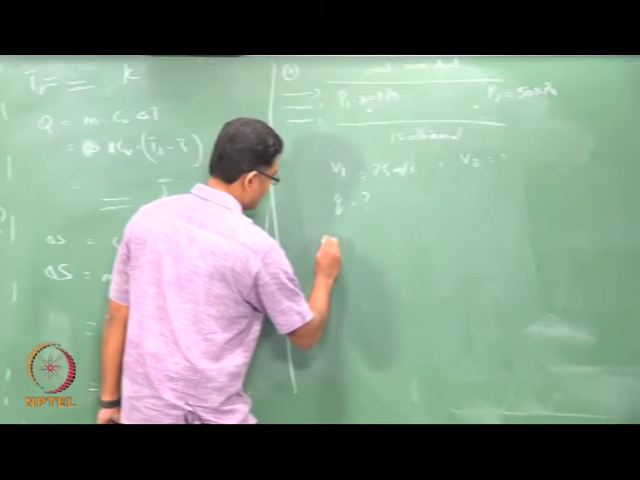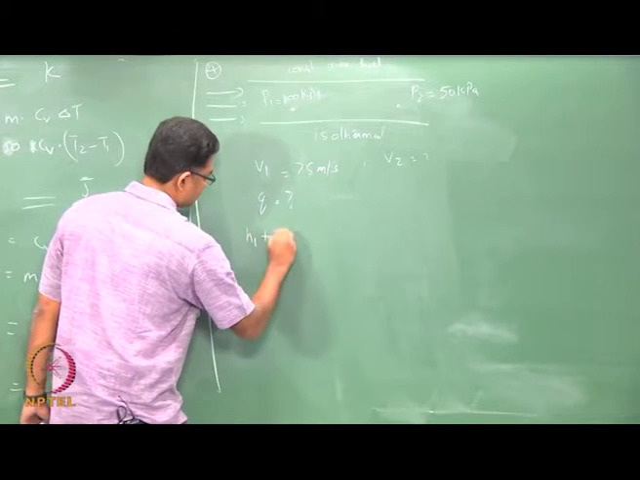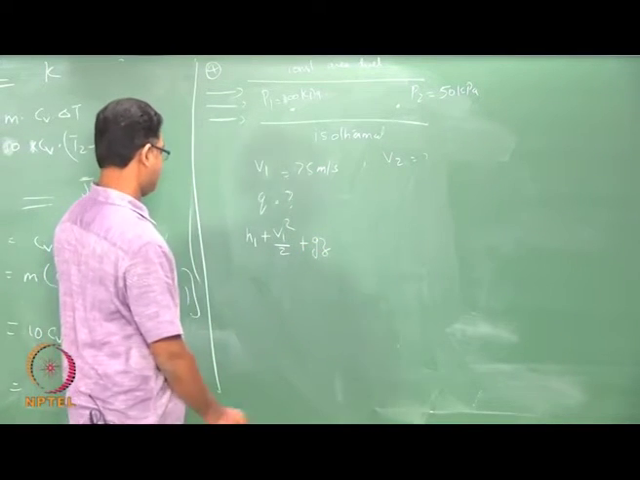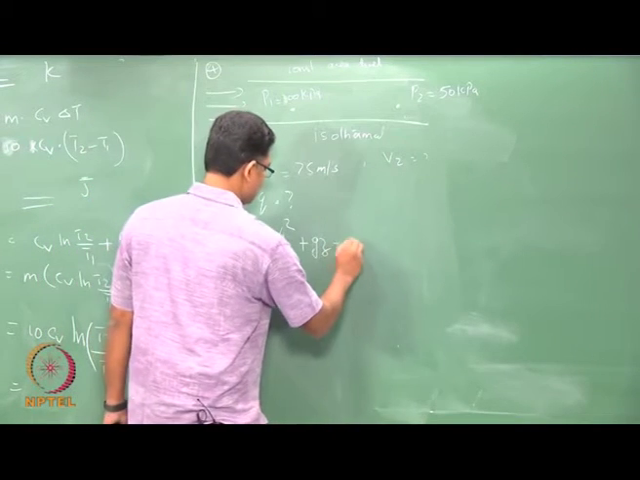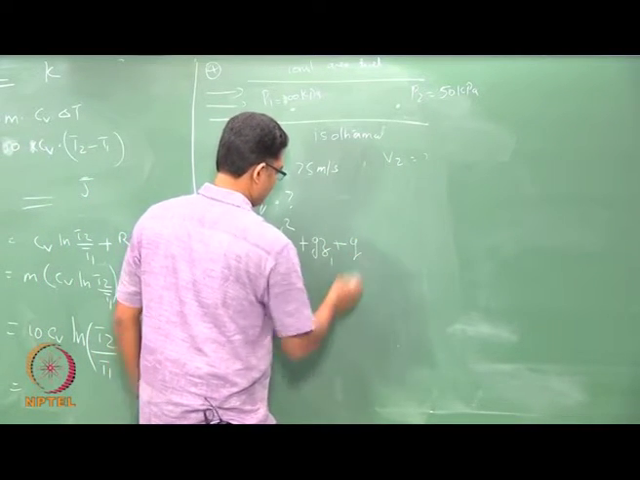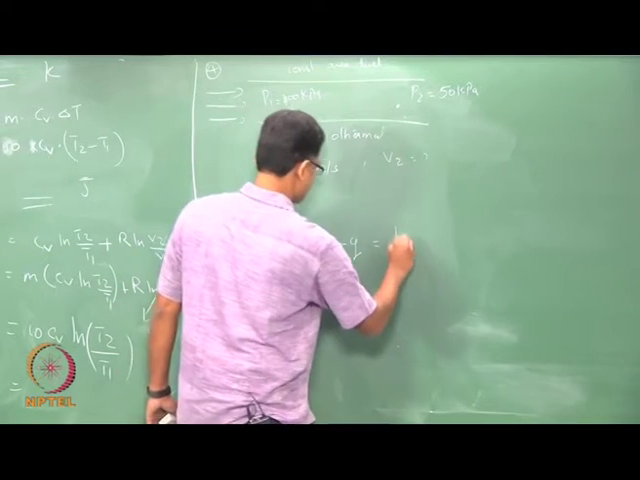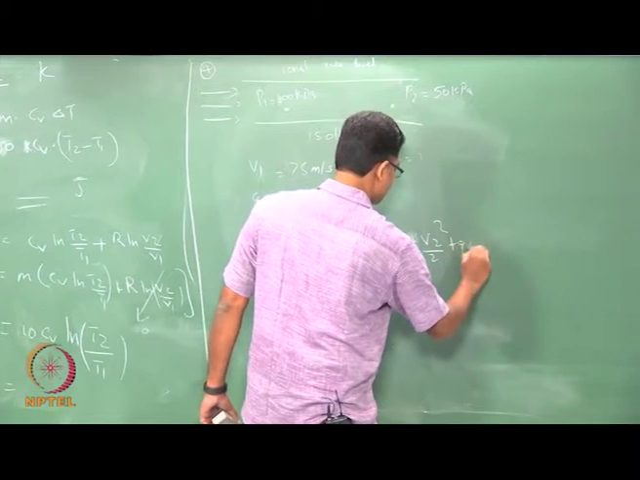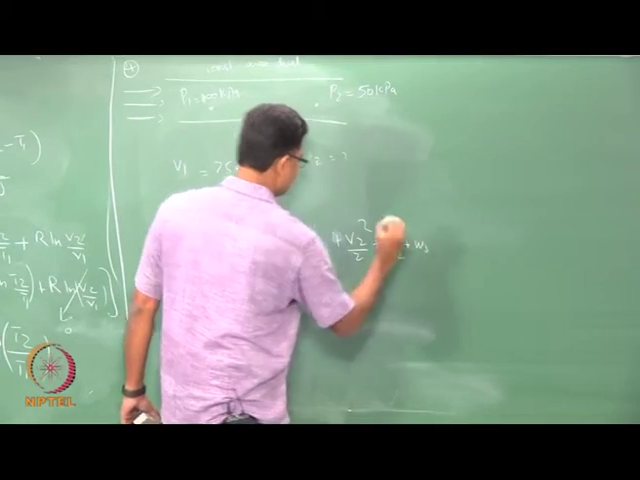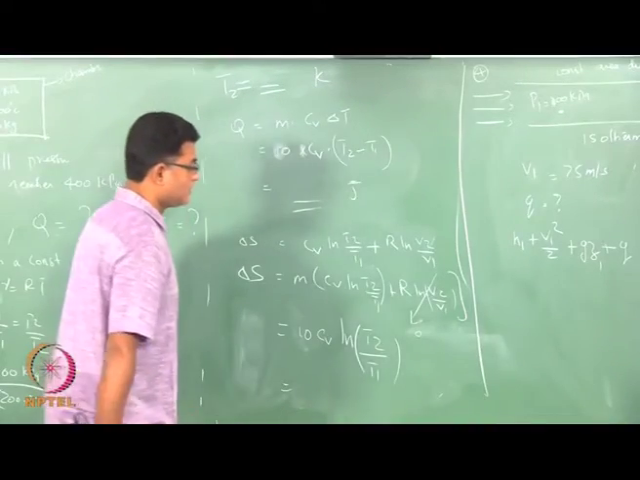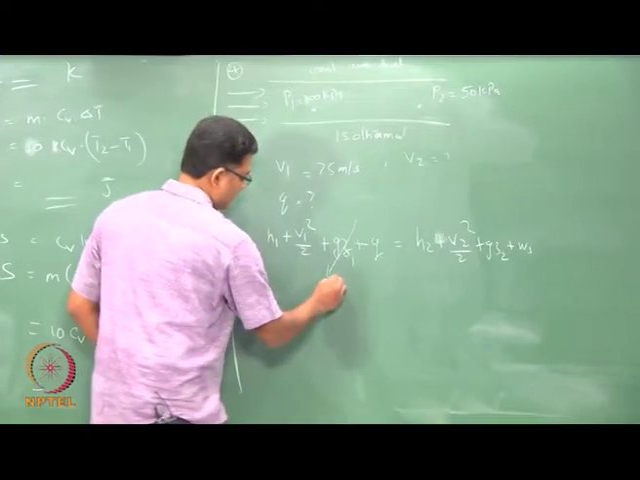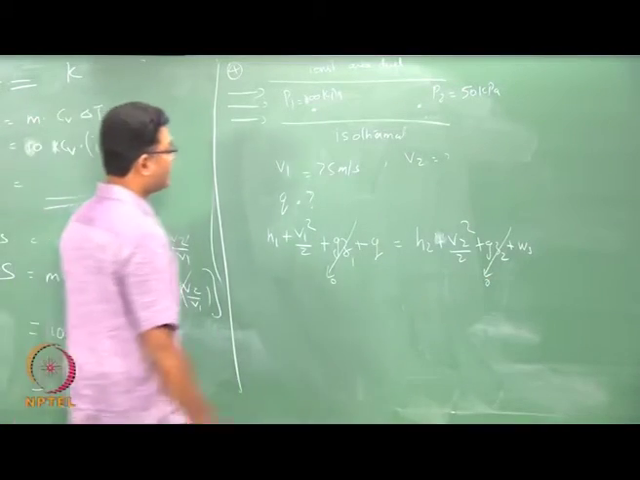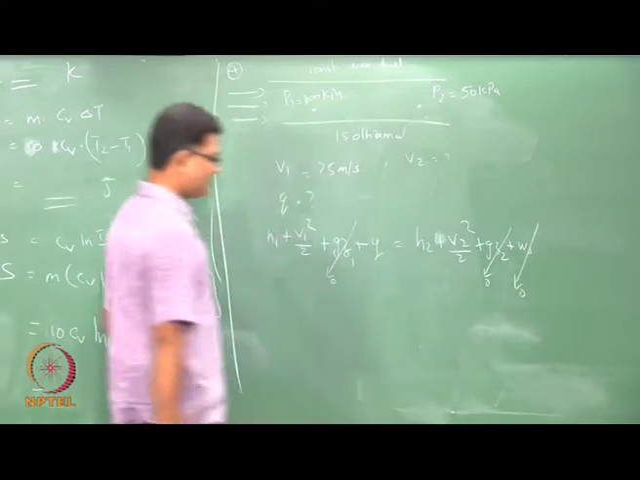So, your energy equation is H1 plus V1 square by 2 plus Gz1 plus Q equals H2 plus V2 square by 2 plus Gz2 plus Ws. There is no datum change, so Z1 minus Z2 is 0. There is no shaft work, so Ws is 0.